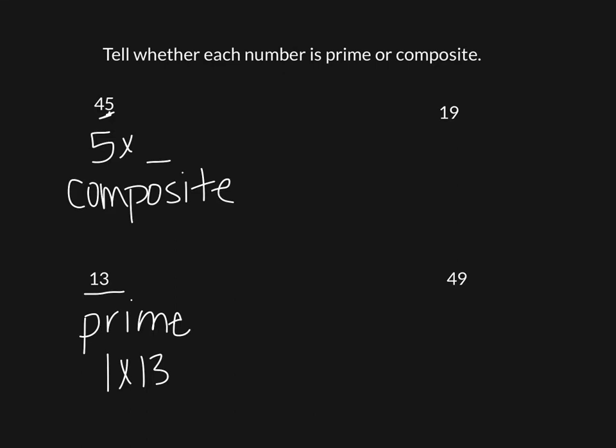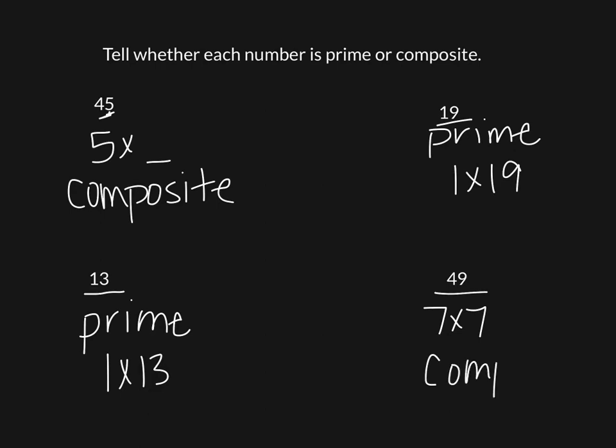All right, 19. Okay. Is it divisible by 2? No. 3, 4. If I go through all of them, I know this is going to be a prime number, because the only way to get there is 1 times 19. Okay, now lastly, if I look at 49, now this one looks like it's going to be prime, but here's what I know. I know that 7 times 7 is 49. That's a double. And so I can say that I know this is a composite number.